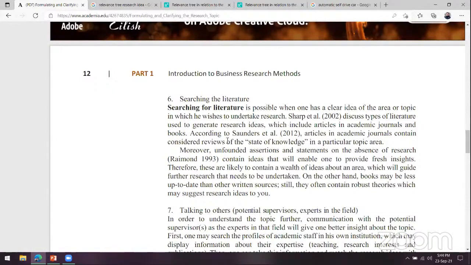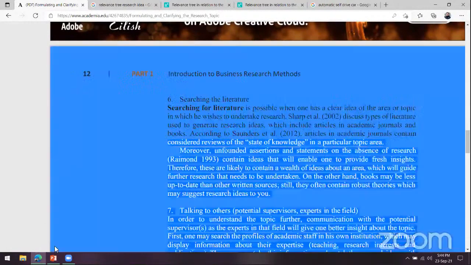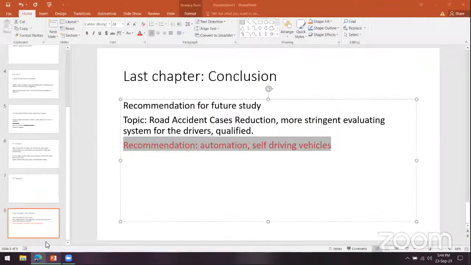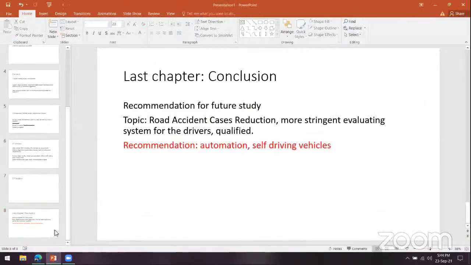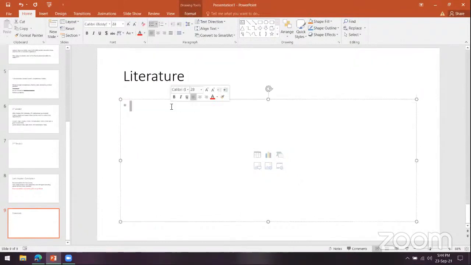Okay, so they always say that it is possible when one has an idea, but you would like to see whether the journals have any of the state of the knowledge in a particular topic area. Okay, so one of the examples I always love to share about literature is when you're doing a topic, but the topic itself does not have adequate theory to support you. So I think all of you have studied customer satisfaction.